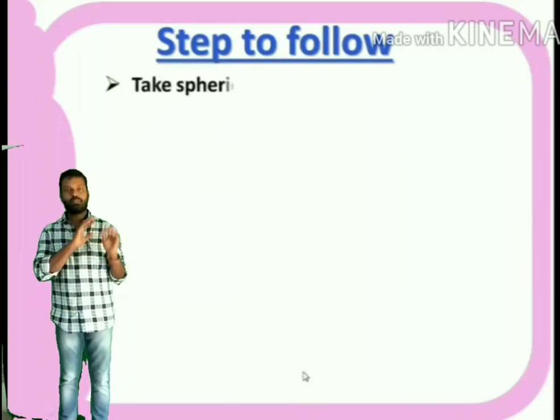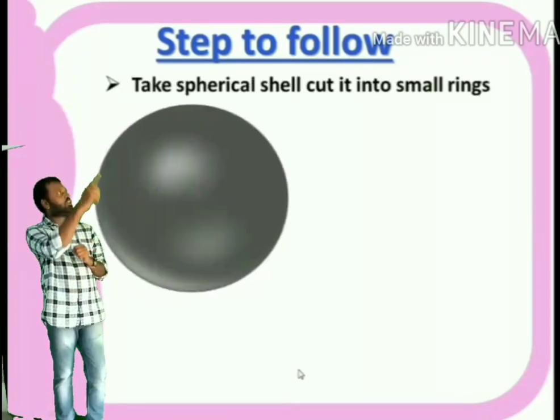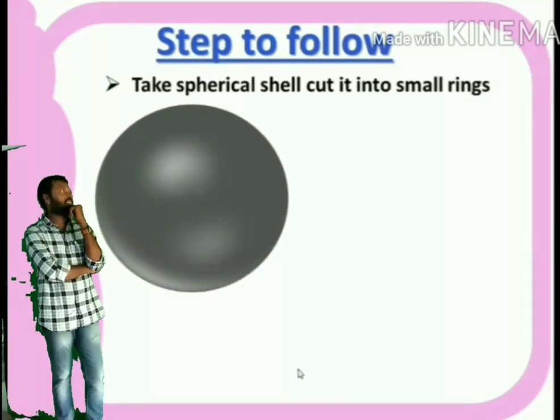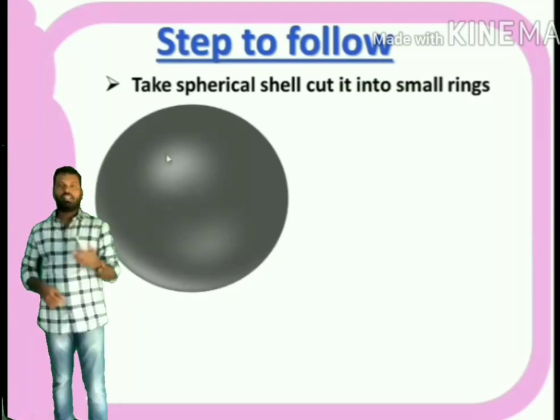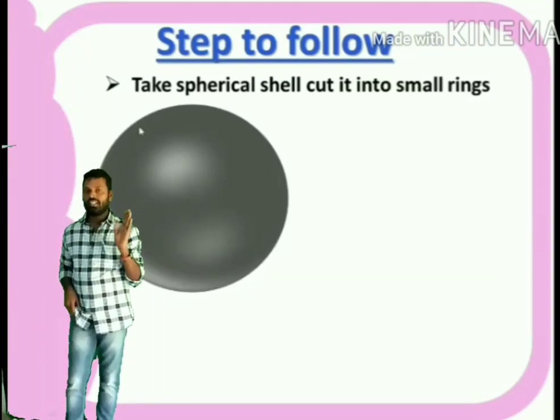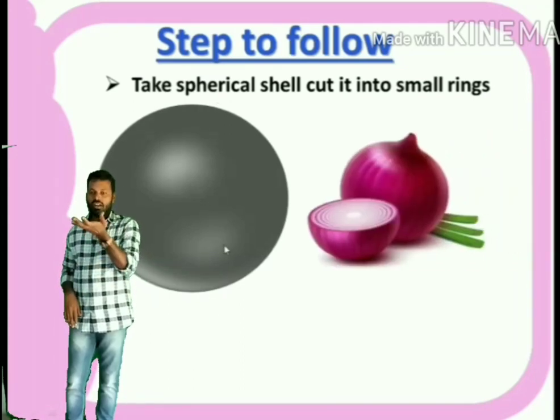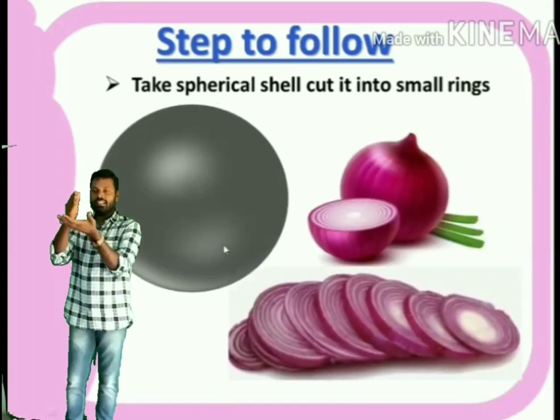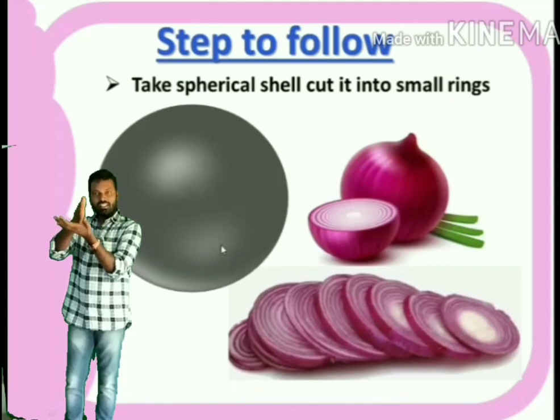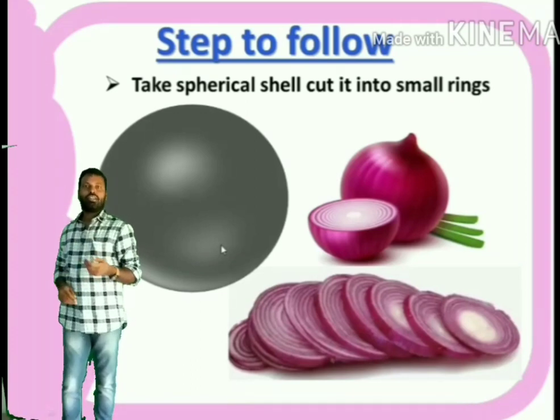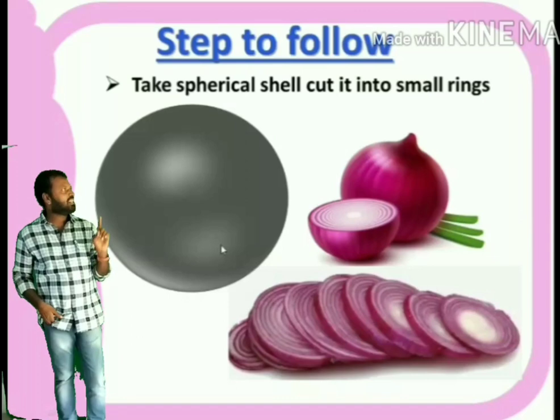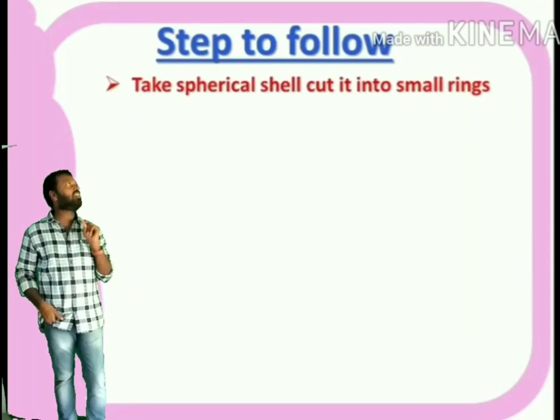First we have to take a spherical shell over which Q charge is uniformly and continuously distributed. Now we have to cut that spherical shell into small rings. It's like an onion in a vegetable: take an onion and cut it into slices, pieces. Now we will consider one of such small rings.